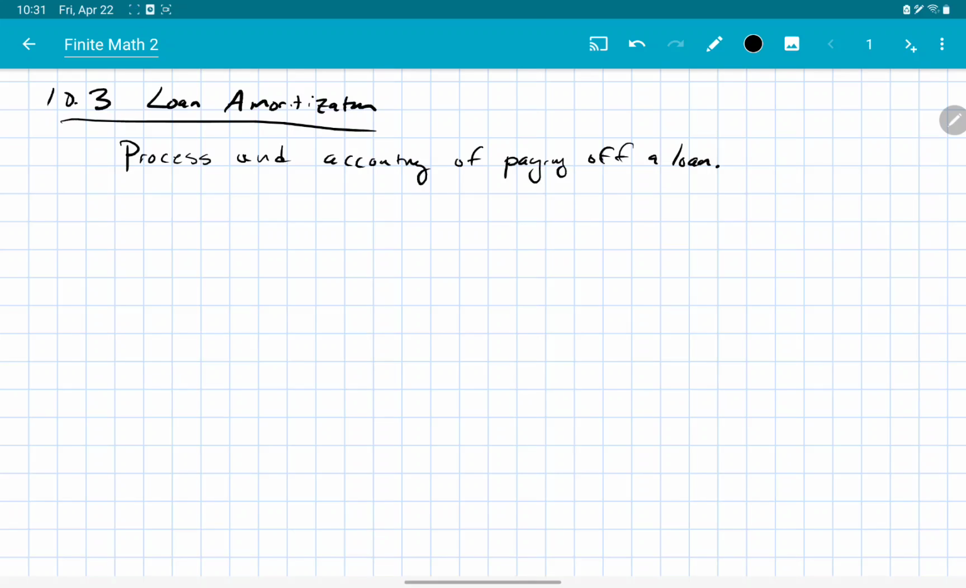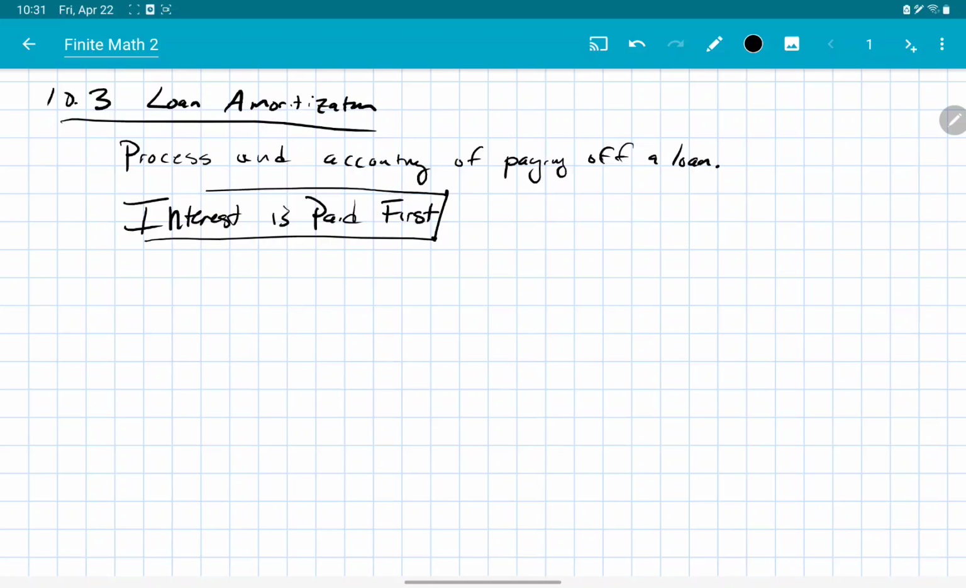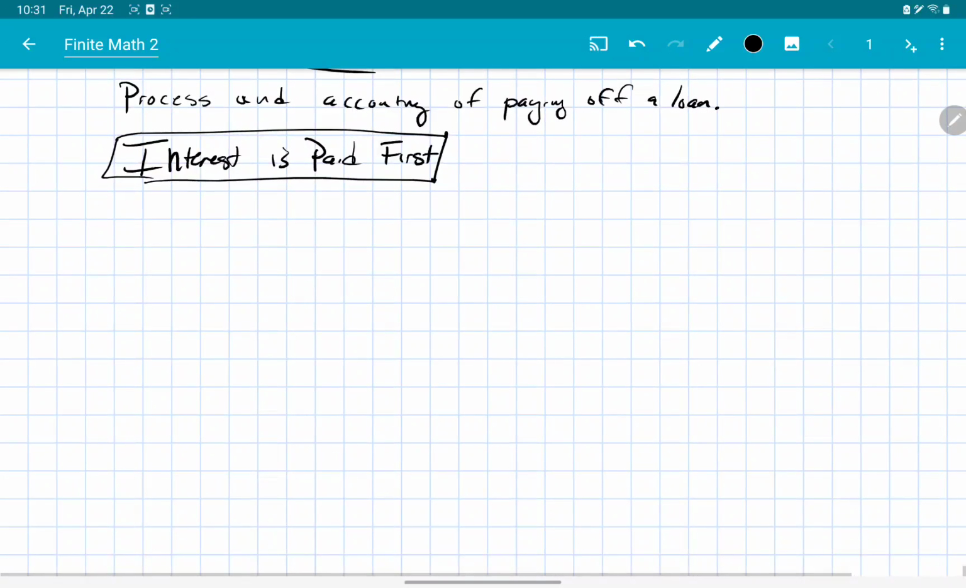Now, the overarching principle about paying off loans, if you are clever with numbers and comfortable with them, the only thing you need to remember is that interest is paid first. This is the principle upon which everything flows for loan amortization. So if you are really good and clever, this is all you need to know.